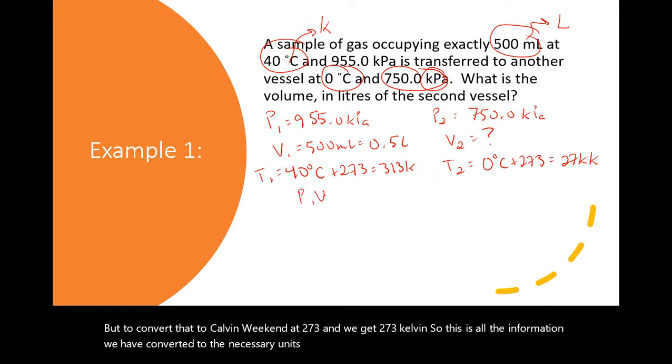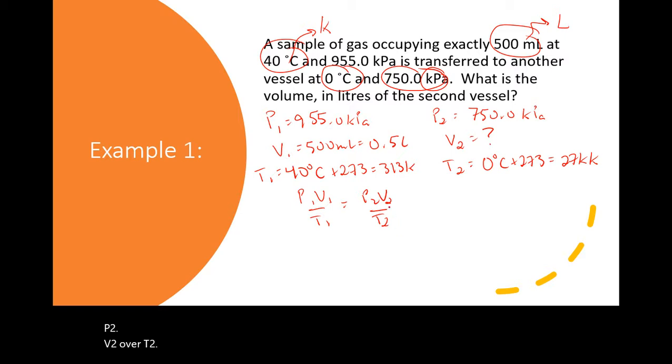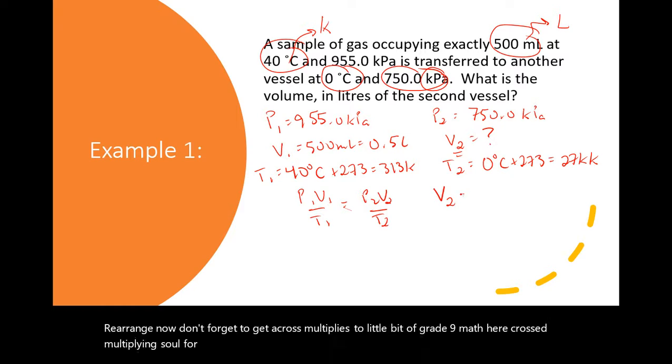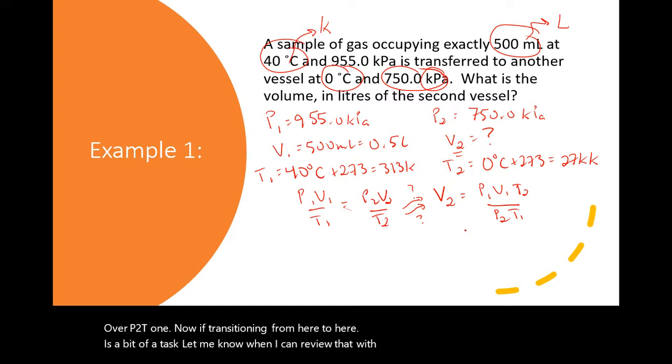Now we can use P1V1 over T1 is equal to P2V2 over T2. Now let's rearrange. Don't forget, you're going to cross multiply, just a little bit of grade 9 math here. Cross multiply and solve for that unknown variable, in this case V2. That gives us P1 V1 T2 over P2 T1. If transitioning from here to here is a bit of a task, let me know and I can review that with you. Post questions there, or send me a message.